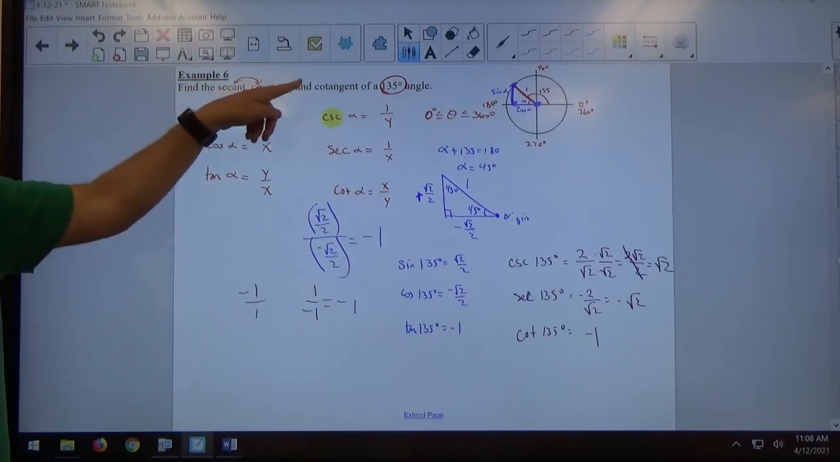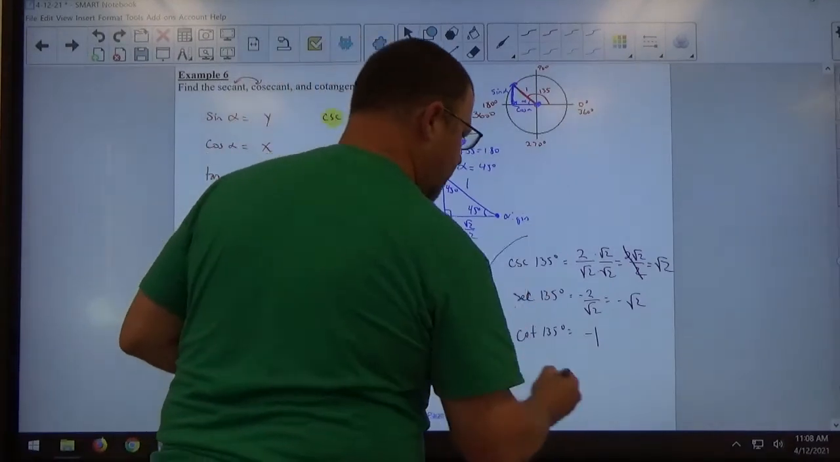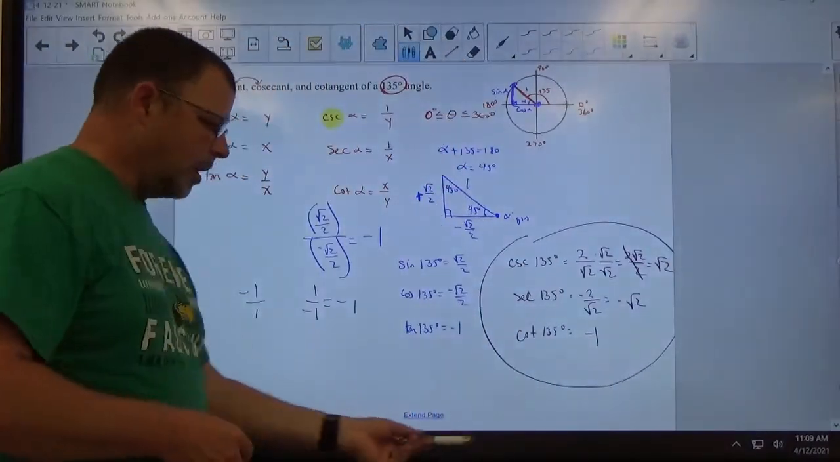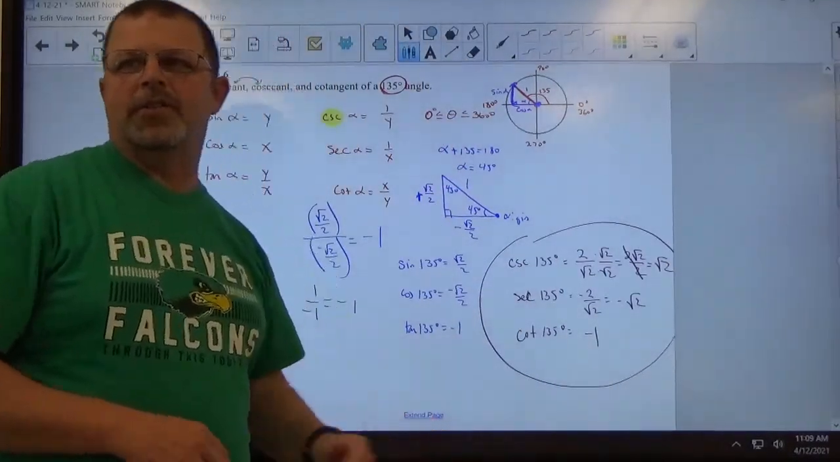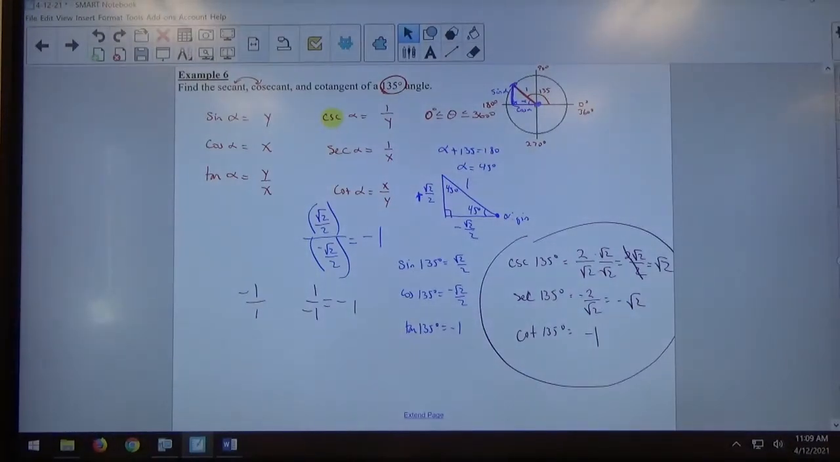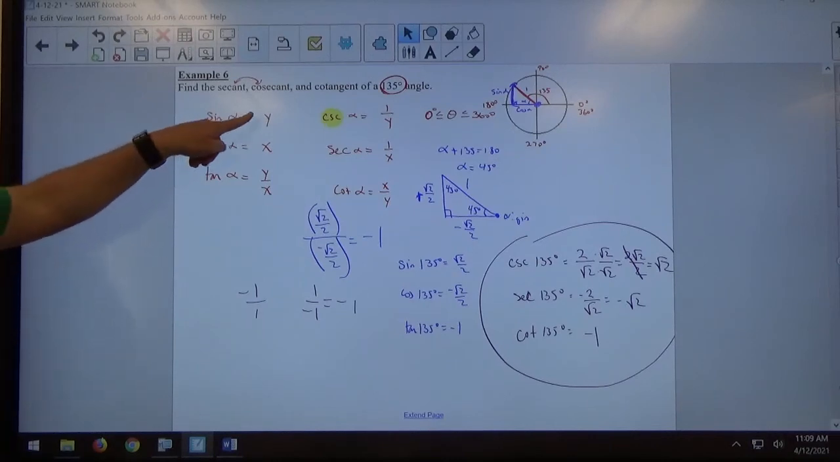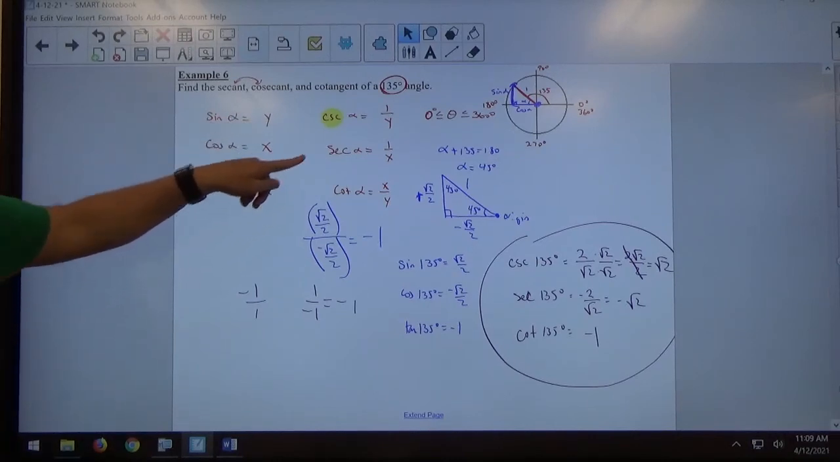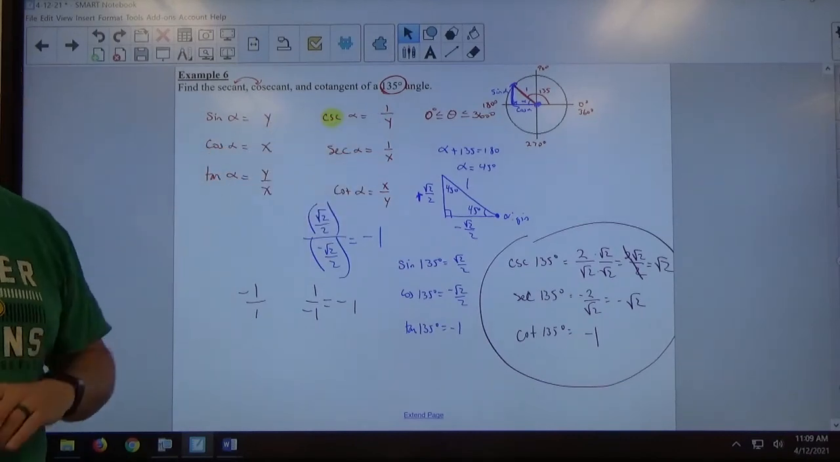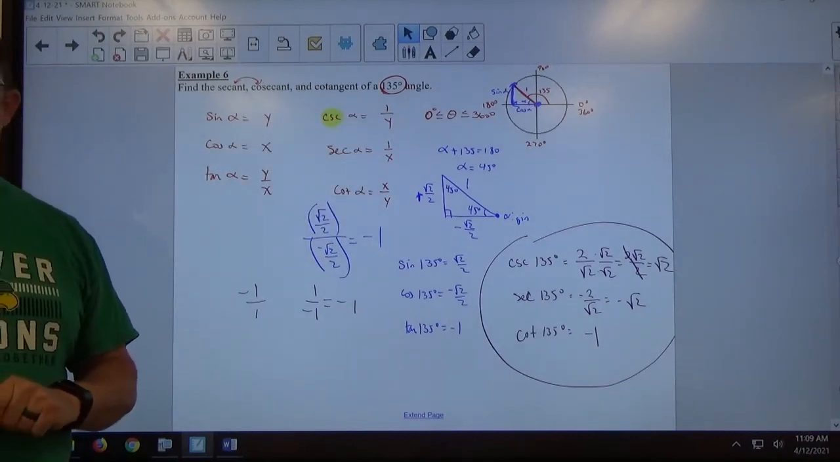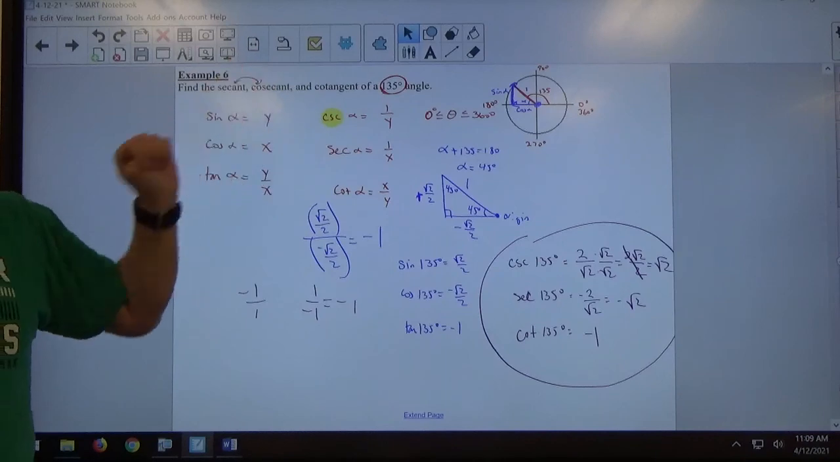Find secant, cosecant, cotangent of 135. There you go. And use the sine, cosine, and tangent to find the secant, cosecant, cotangent. Every single problem of this variety, you're finding sine and cosine every single time. Okay, so you're practicing what we did last week every single time, and then using those facts, sine and cosine, to build tangent, cosecant, secant, or cotangent. All right? Use sine and cosine to find the other 4 every time.